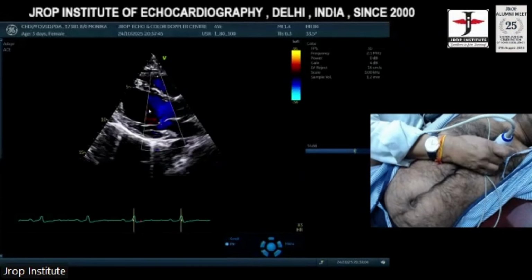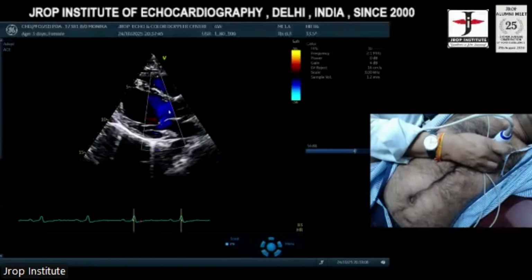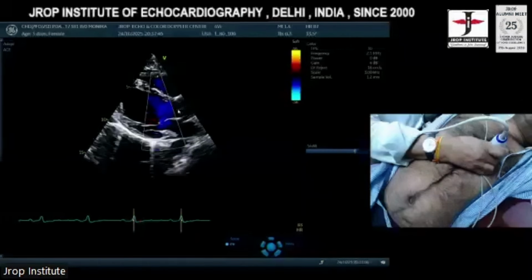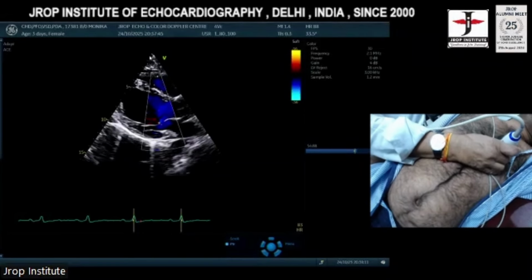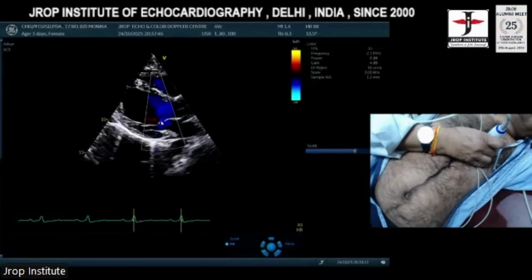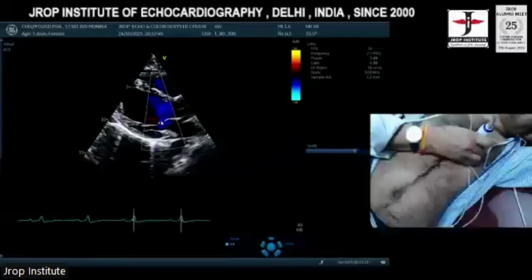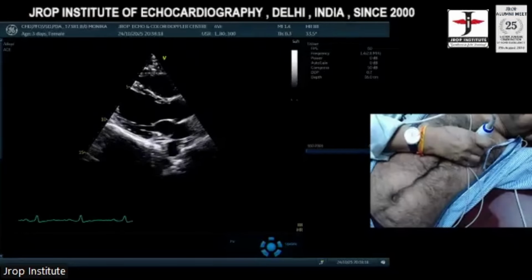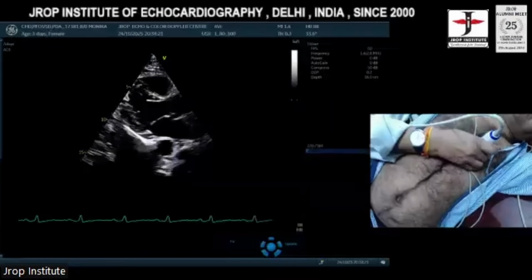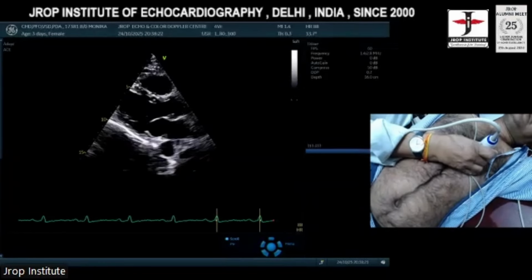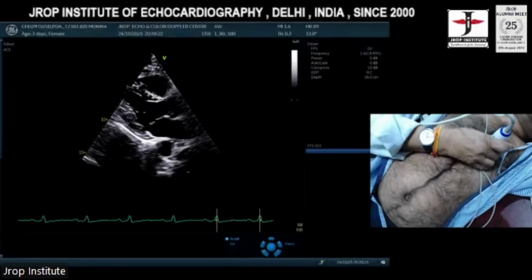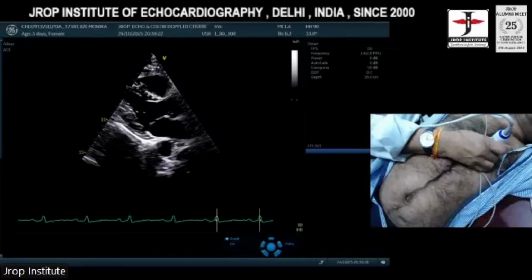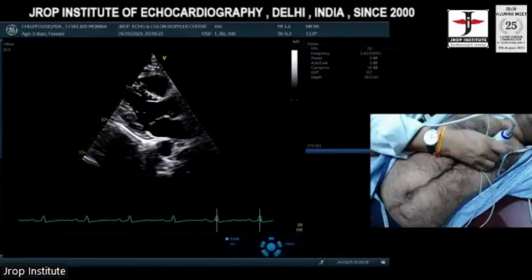Why the direction becomes blue? The blood is going from LV to aorta. Red towards, blue away. Blue away, red towards, that is known as BART, B-A-R-T. And do we measure any flow in this? We don't measure any flow in this because we are almost perpendicular to the flow.